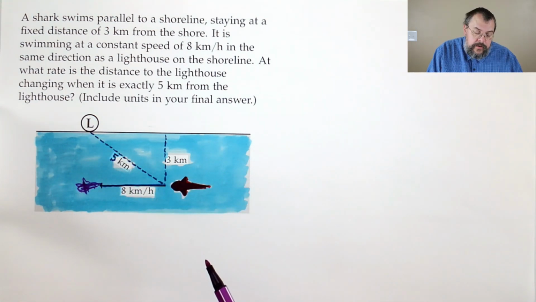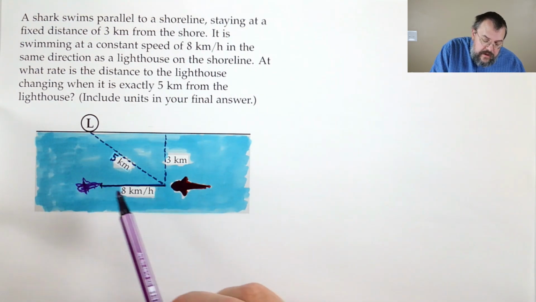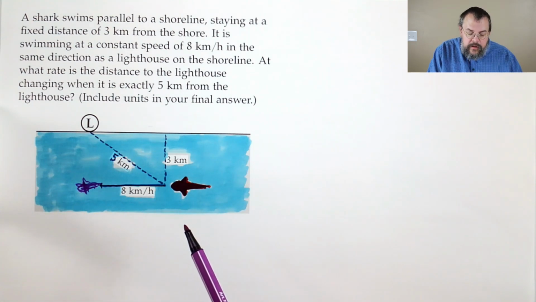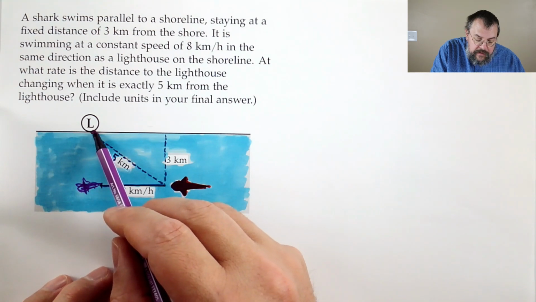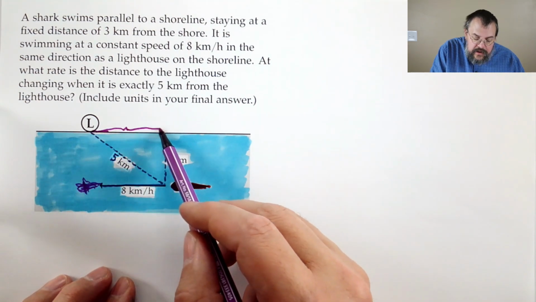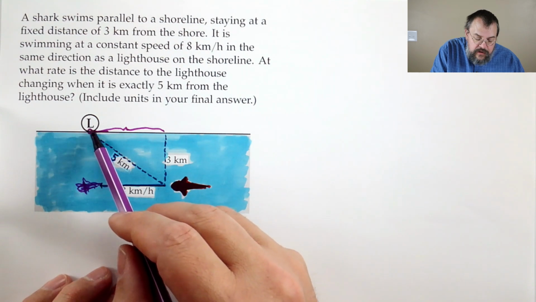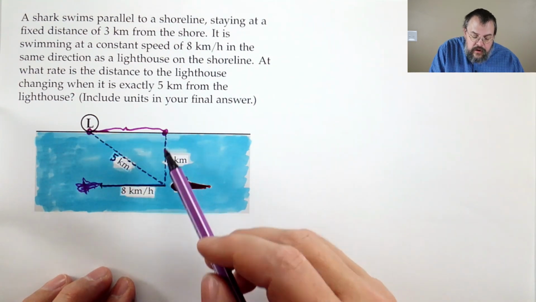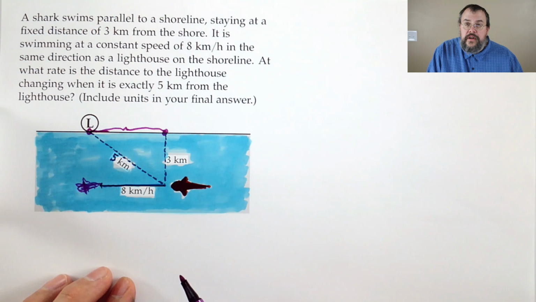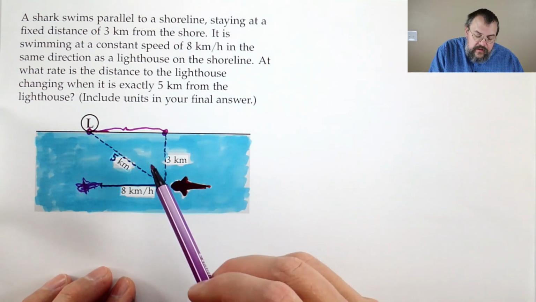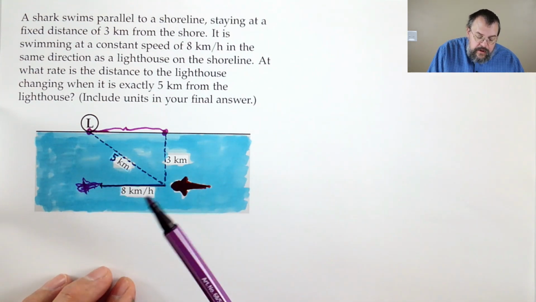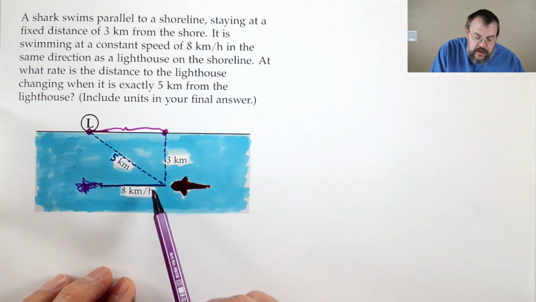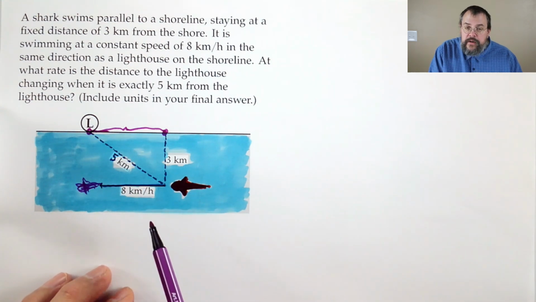Well, what's another length? This length is varying. Let's talk about this length here. We'll draw it on the shoreline. It's the distance from the lighthouse to the nearest point on the shore to the shark. That's going to vary because as the shark swims along, it's changing. In fact, we can even read off how it's changing. It's changing at a rate of 8 kilometers per hour.